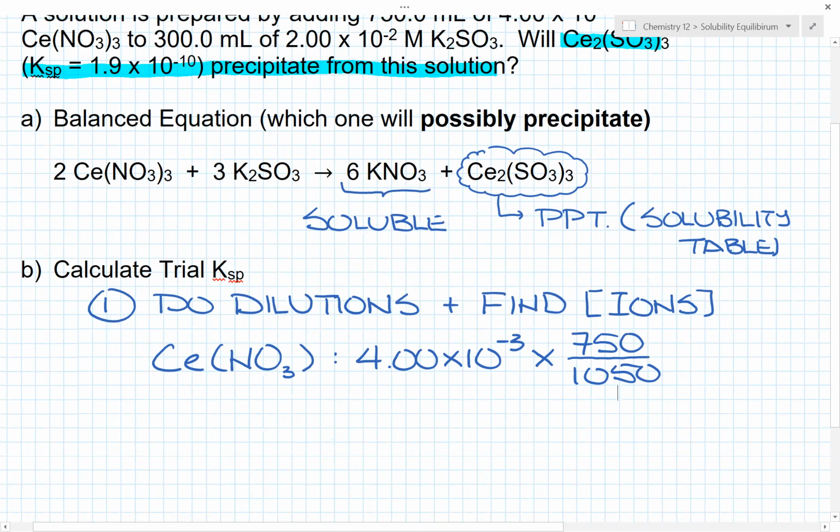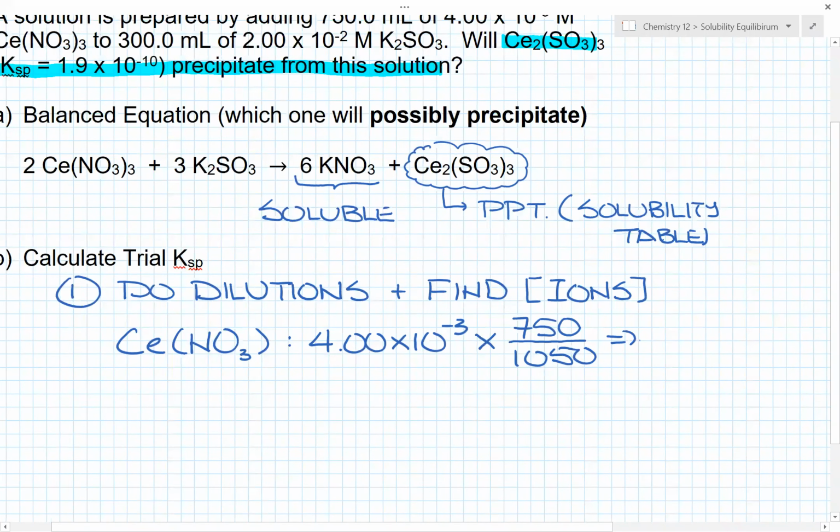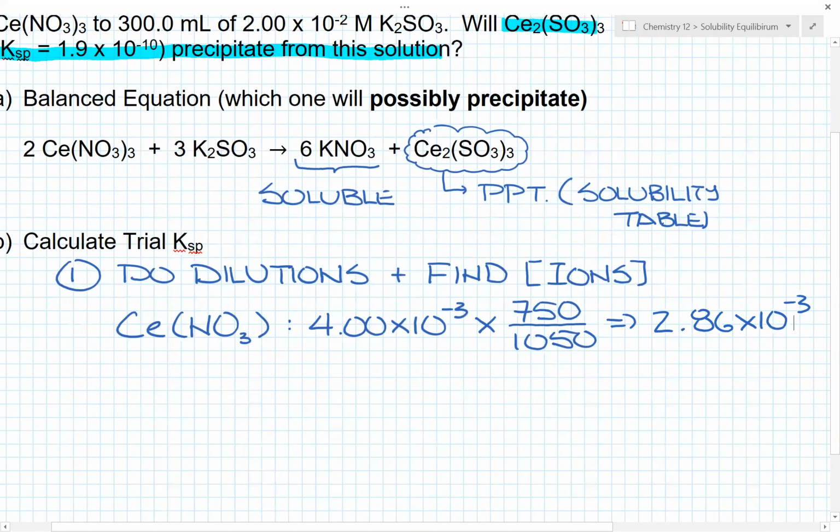Okay, and what you would get is a concentration of, let me just calculate this out, 4e negative 3 times 750 divided by 1050. So I would get 2.86 times 10 to the negative 3. So in this case, the concentration of cerium ions, so this is 3, this is 3, would be 2.86 times 10 to the negative 3. Okay?